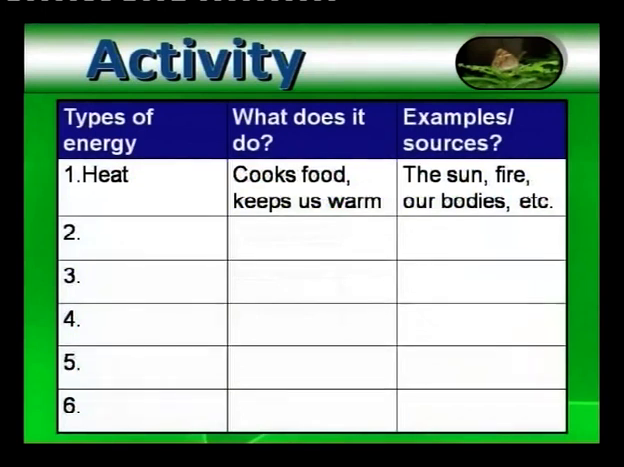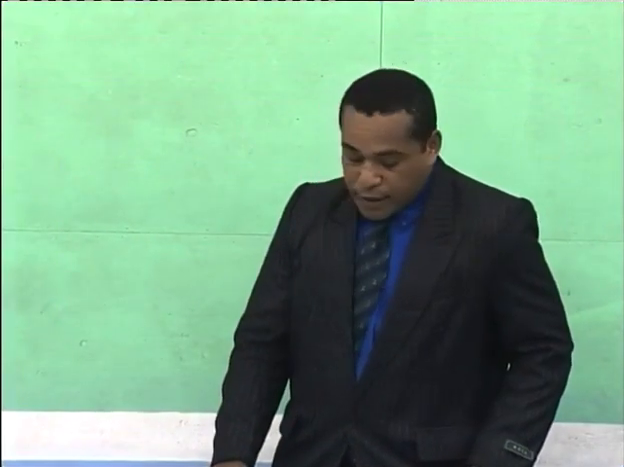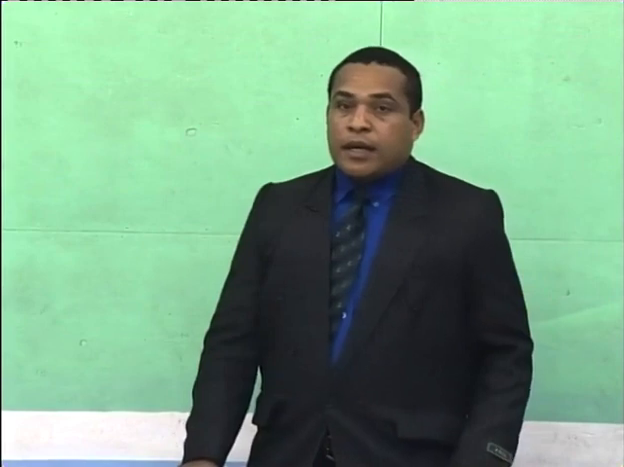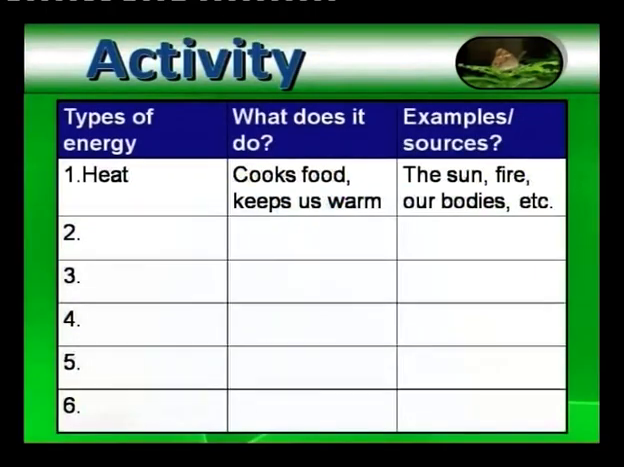Okay, receiving students and 6C, let's go through the answers together. Okay, one has been given as an example. Let's look at number 2. Types of energy. Number 2.